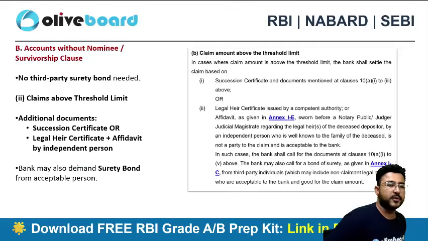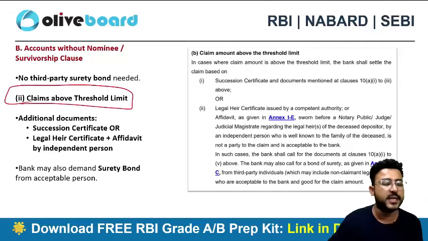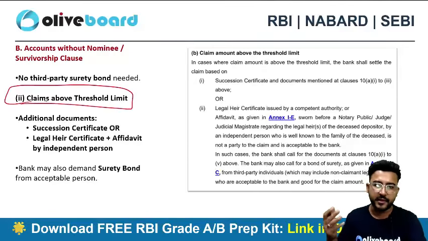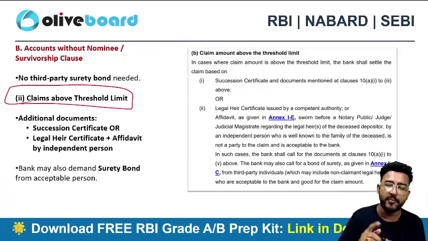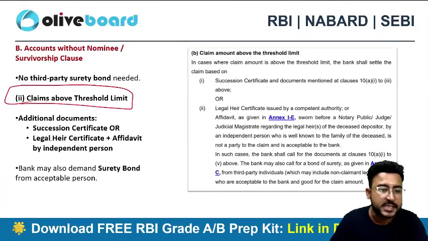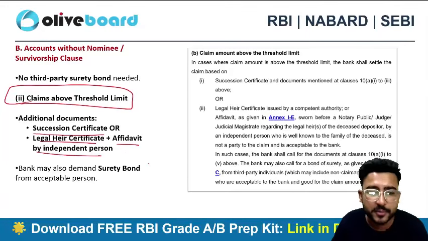If the claim is crossing the threshold, that means the limit of 5 lakh or 15 lakh, whatever the limit is, that is a problem. In that case, you need a succession certificate from the court, plus the legal heir certificate, plus an affidavit by an independent person. And the bank may also demand a surety bond.